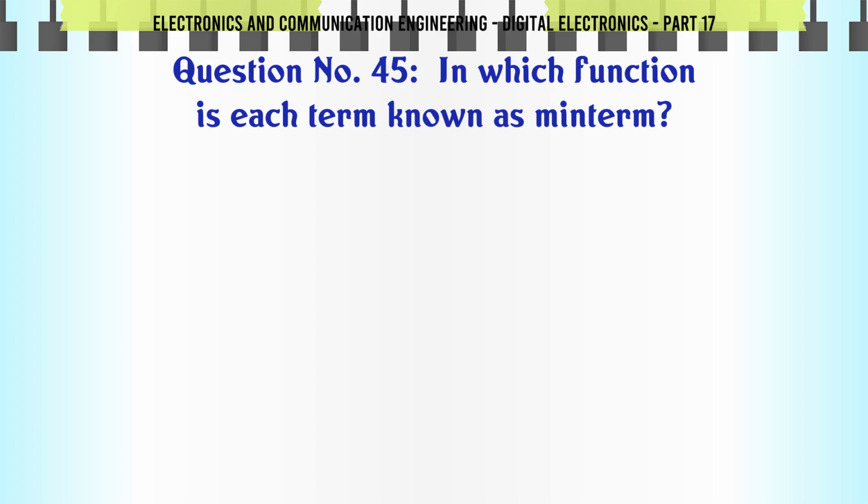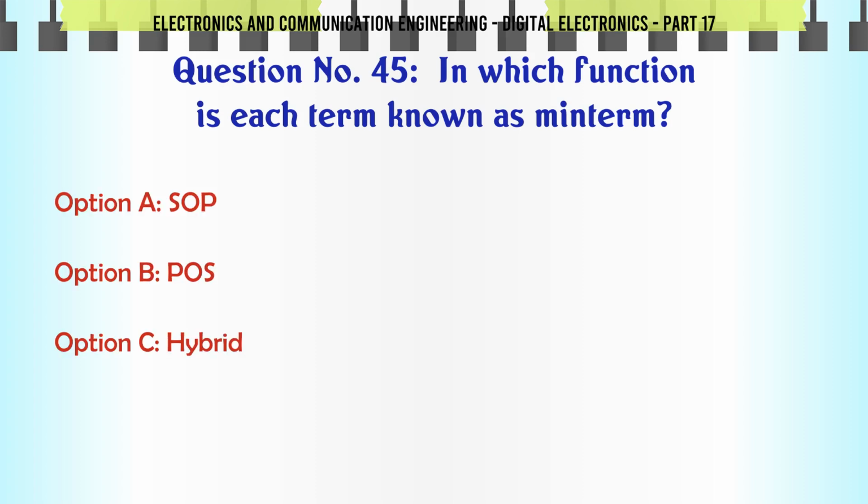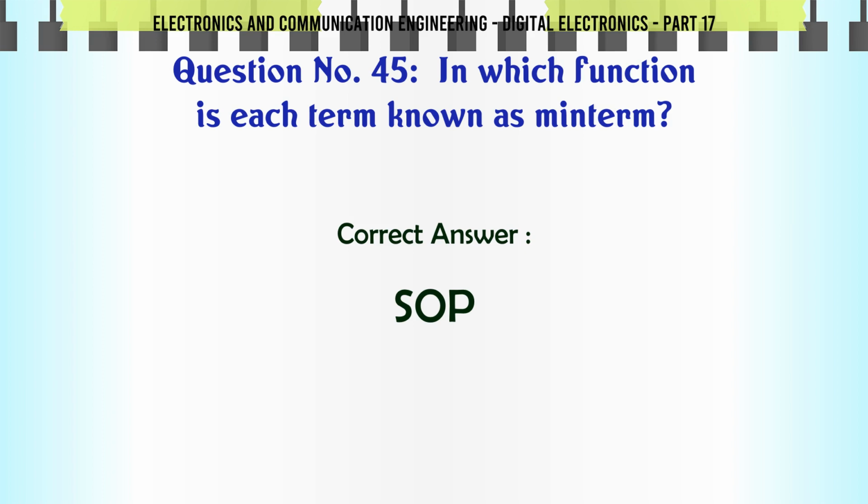In which function is each term known as minterm? A. SOP. B. POS. C. Hybrid. D. Both SOP and POS. The correct answer is SOP.